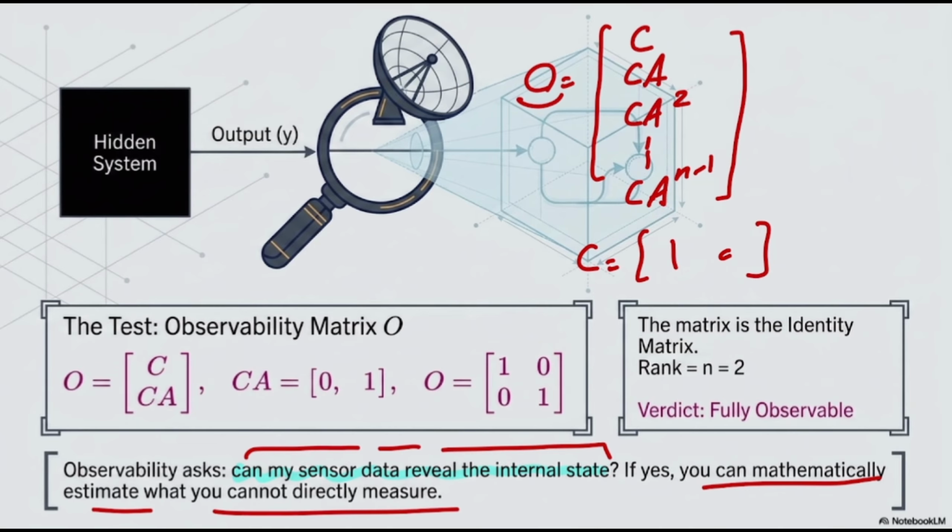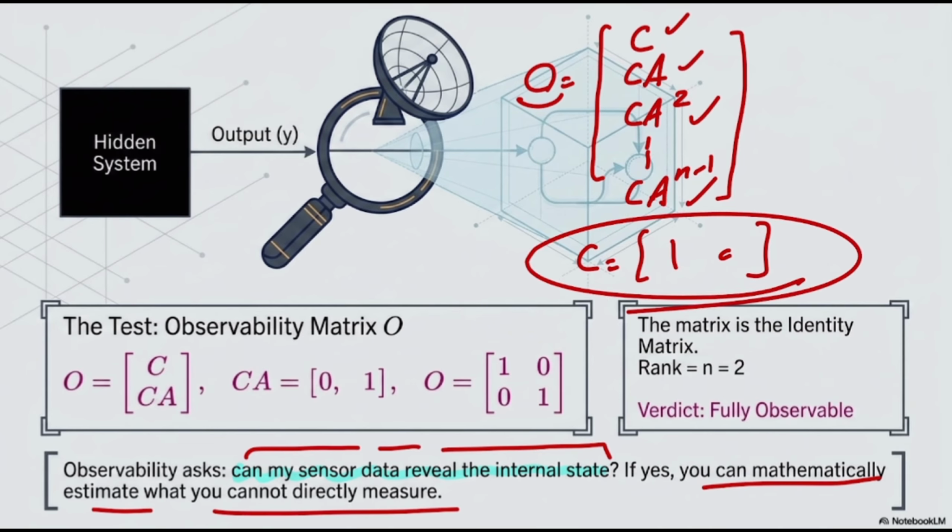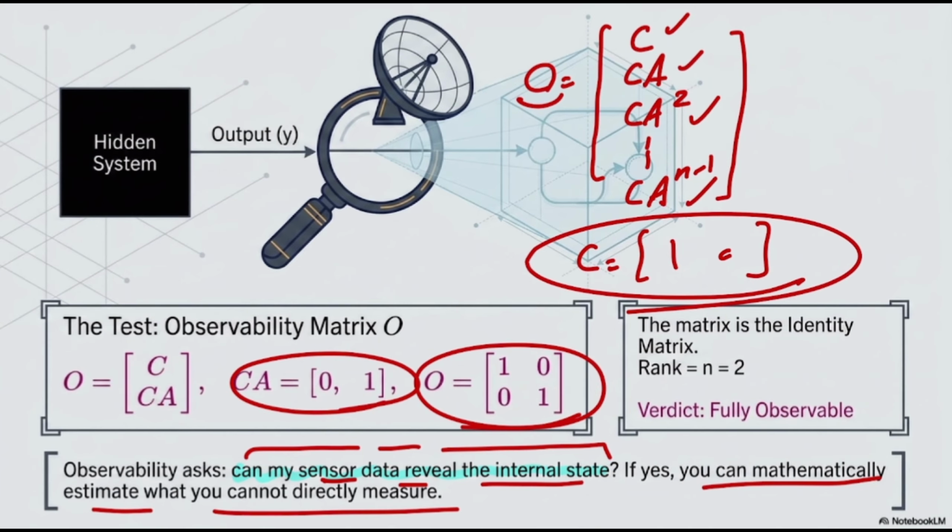This matrix contains C, C times A, up to C times A to the power n minus 1. If we assume that our C is going to be [1, 0], and based on the fact that A was from the previous part, we can see that CA is going to be [0, 1], and O is going to be something like this. Obviously, you can find the determinant, and if the rank is the same as the rank of your main state space matrix, you conclude that your system is fully observable, and it means that your sensor data reveal the internal state.